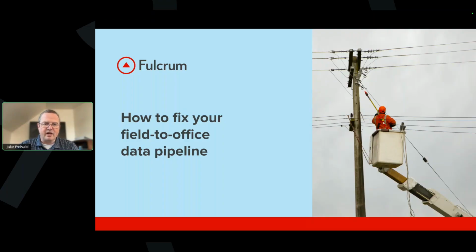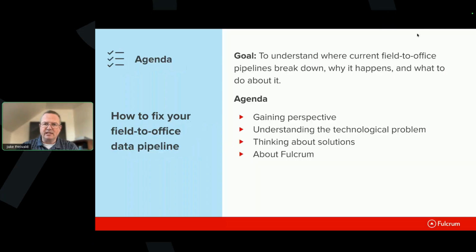And today we're going to talk about how to fix your field to office data pipeline. And to do that, I always like to have a goal that we would like to target. And the goal in this case is pretty straightforward. It's what the title says. We're going to understand what the current field to office pipeline is, how it breaks down, why that breakdown happens, and then think about what to do about it.